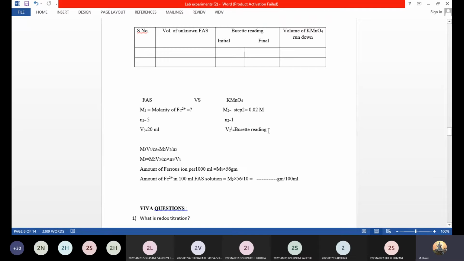So which burette reading am I talking about? This one, the initial value and final value. Am I audible? Yes. Okay, so you understood what the burette reading is, no? Initially you have started with, suppose, 0 ml, and the final value is 25 or 26. The difference will be your burette reading. Understood my point?